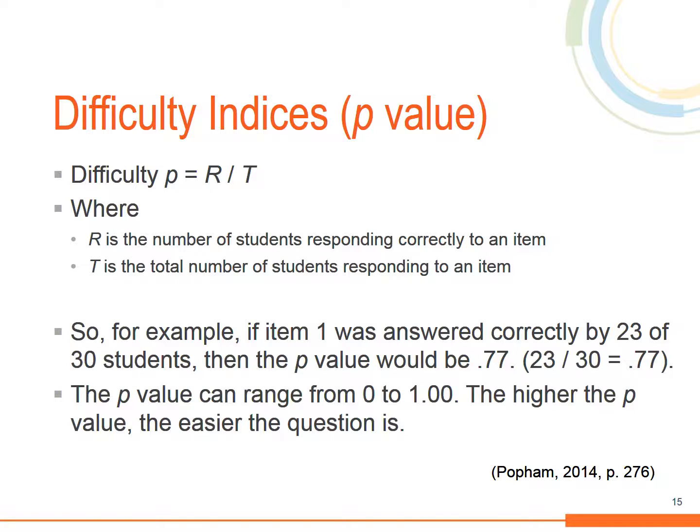So go back to your item-specific data where you looked at every individual item, the number of students who responded correctly, and the total number of students that responded to the item. You calculate the p-value by taking the number of students that responded correctly and dividing it by the total number of students responding to an item. So, for example, if item 1 was answered correctly by 23 out of 30 students, then the p-value would be 0.77 because 23 divided by 30 is 0.77. The p-value can range anywhere from 0 to 1.0. The higher the p-value, the easier the question is.